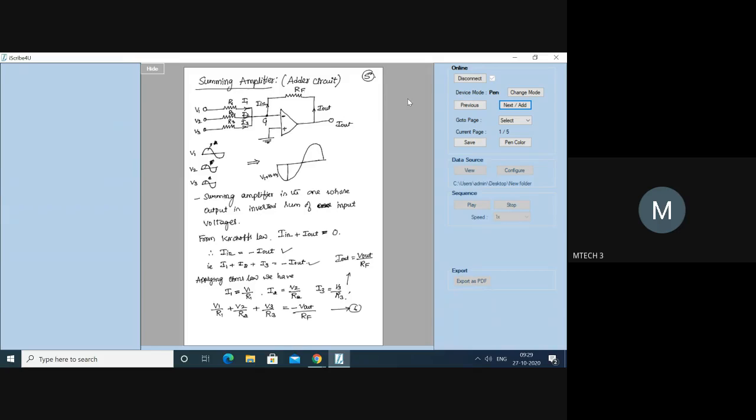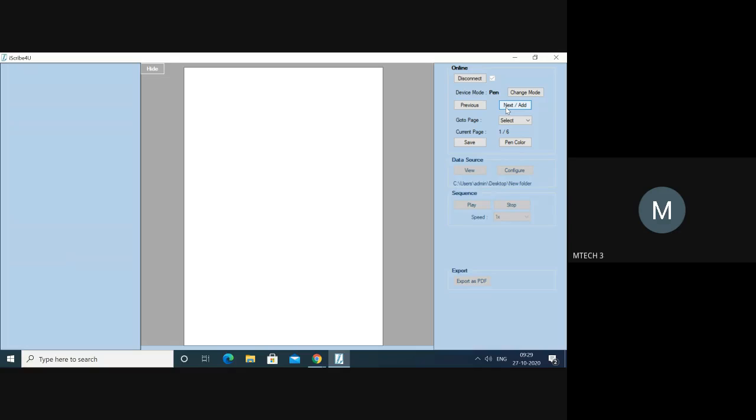Now write down for V out. V out will be equal to minus RF times V1 by R1 plus V2 by R2 plus V3 by R3. Yes or no? Yes, sir. Okay, right.